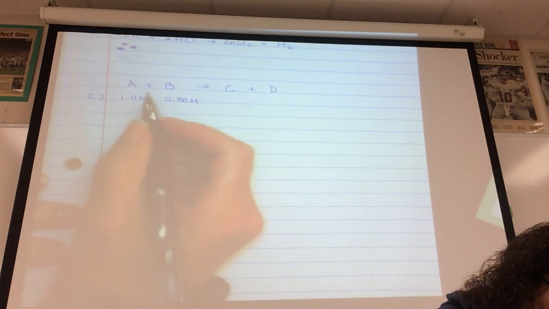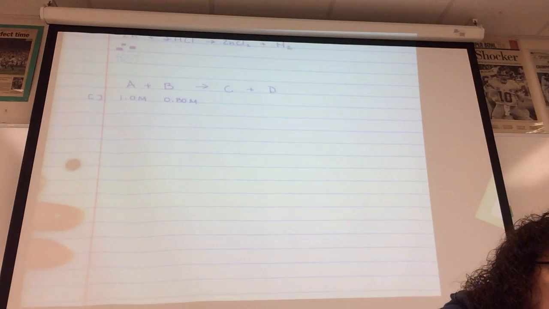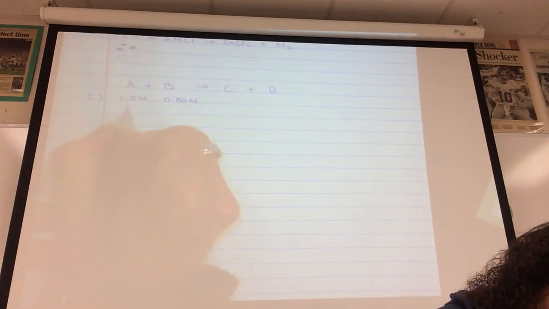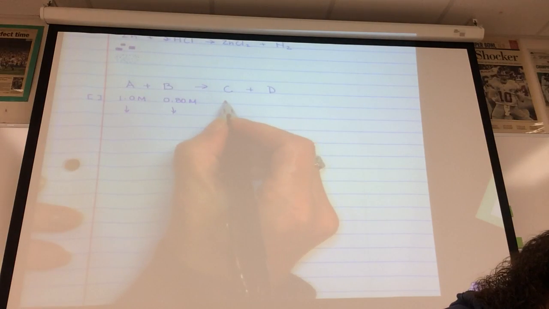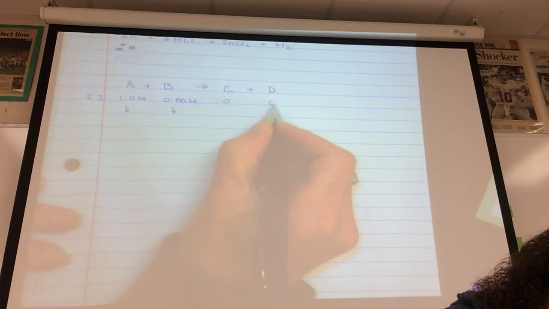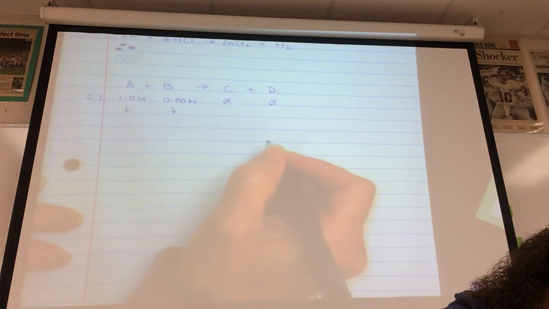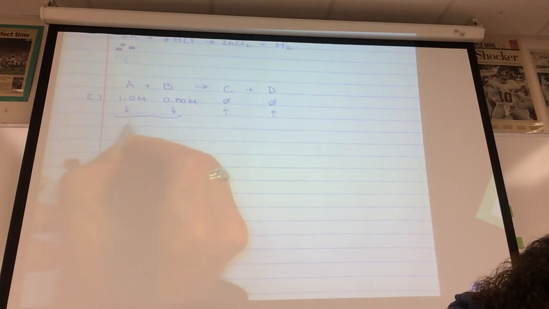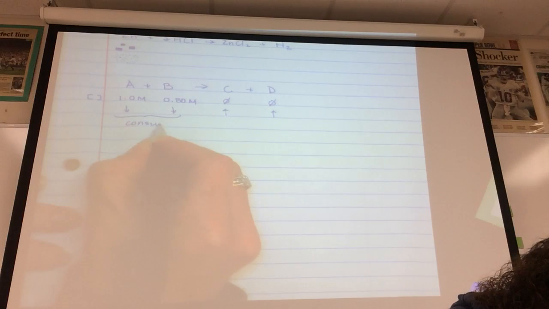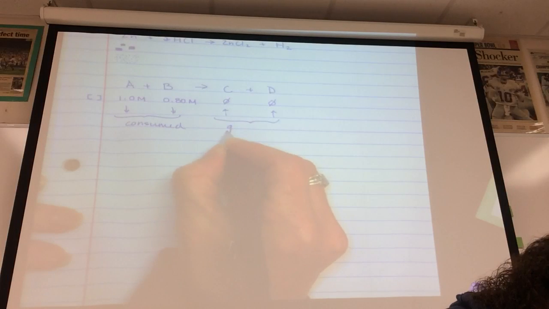As this reaction goes, what's going to happen to the amount of reactant? It's going to decrease because these substances are going to get consumed as they react. Initially, you had no product. What happens to the amount of product as the reaction goes? They're going to increase. So reactants get consumed or utilized, and products get produced or generated.